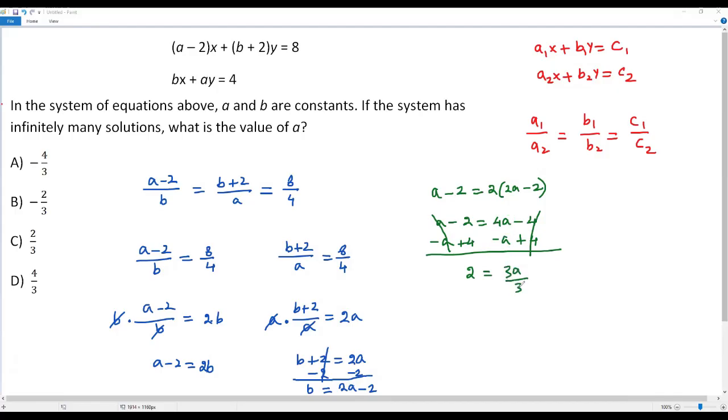Now let me divide both sides of this equation by 3. Then this 3 will cancel out. I'm getting 2 over 3 on the left side, and on the right side I'm getting a. Here I got the value of a. The value of a is 2 over 3. And we find this 2 over 3 in answer choice C. The correct answer choice for this question is C.